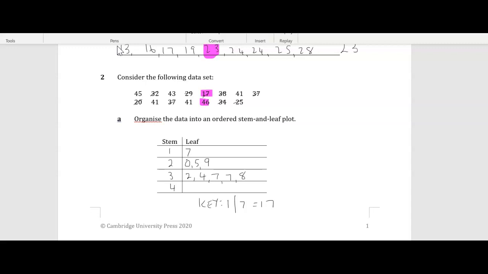Done in 17. So we've got 3 41s. So we'll cross them off. 43, and then 45, and don't forget the 46 that I highlighted before. All right, so there's your stem and leaf plot, and it's ordered.